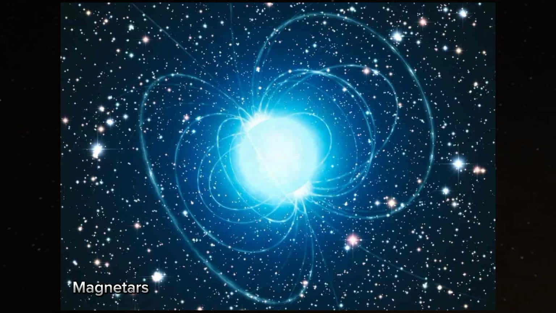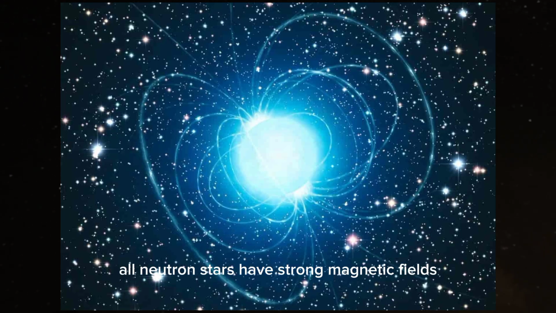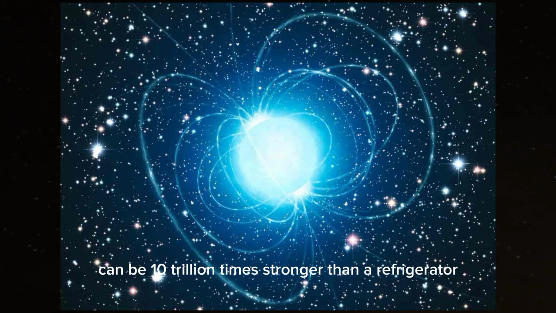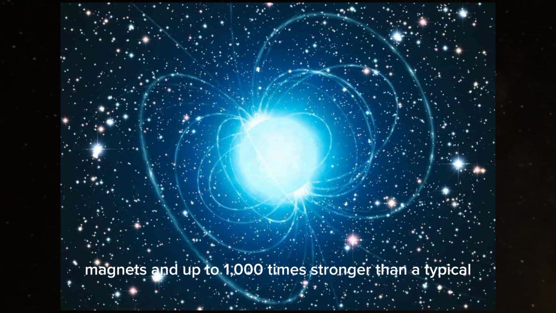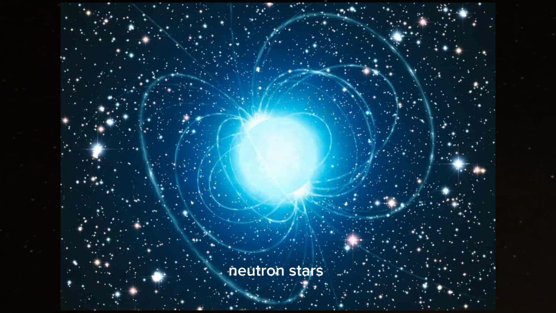Magnetars. All neutron stars have strong magnetic fields, but a magnetar's can be 10 trillion times stronger than a refrigerator magnet's and up to 1,000 times stronger than a typical neutron star's.